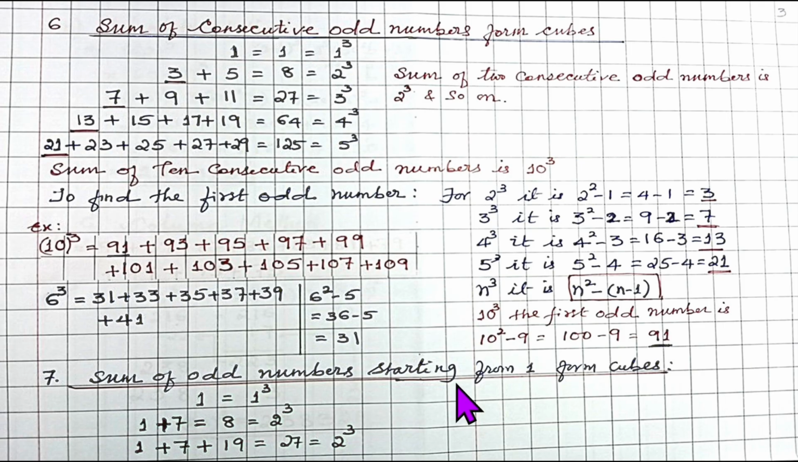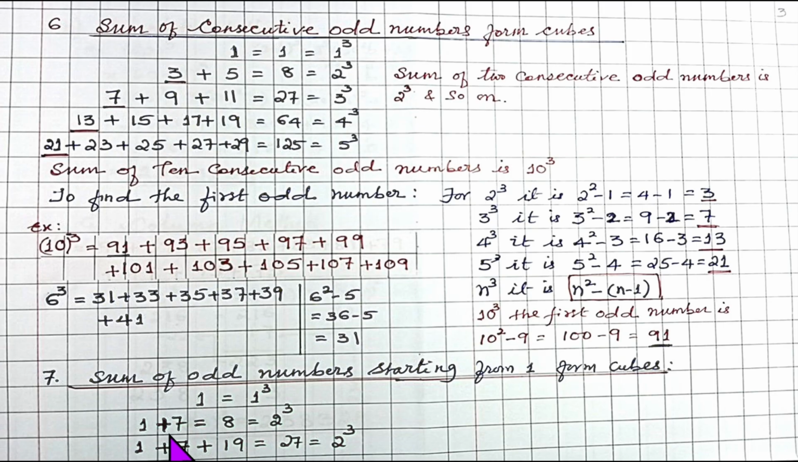Now the sum of odd numbers starting from 1. Now again this is different. 1 is the cube of 1, but now 1 is odd, 7 is odd, and 1 plus 7 is 8, which is 2 cube. But here the difference is that the first number is 1, but the second number is not a consecutive odd number. It is an odd number, alright, but not a consecutive odd number.